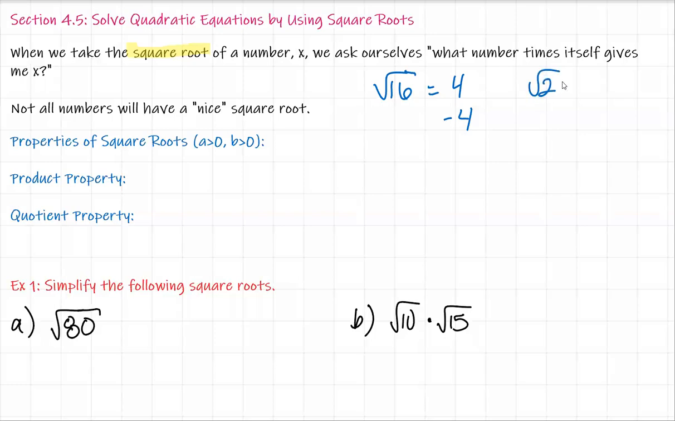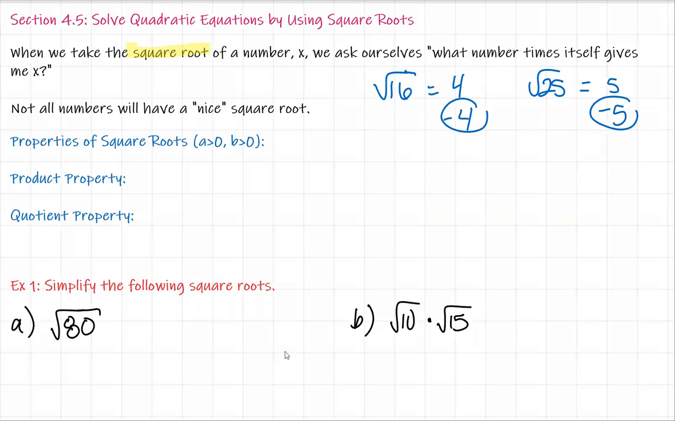What about 25? What number times itself gives me 25? That's going to be 5, and also negative 5. We'll talk about where these negative answers come into play. But for now, technically, we only use the positive because we call that the principal square root, and that's just the first one that comes to our mind. We'll come back to that negative in a little bit. For now, the square root of something is what number times itself gives me the inside of the root.